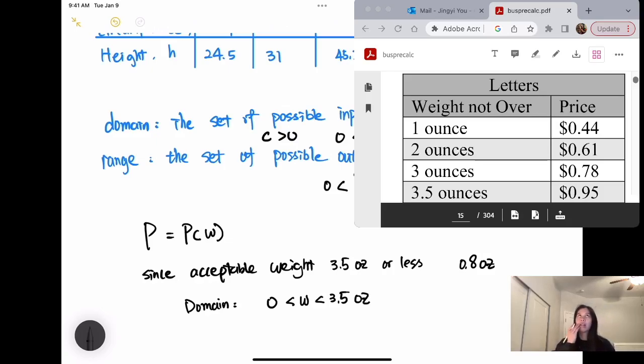Because, think about the experience, if you're above 3.5 ounces, they will tell you that you can't mail it as a letter, you need to mail it as a package. They will charge you the package rate instead of the letter rate.